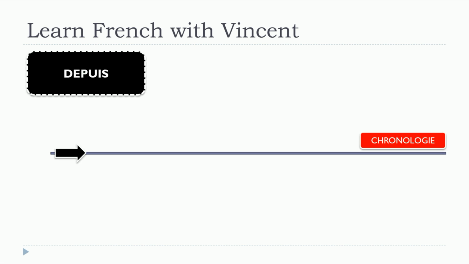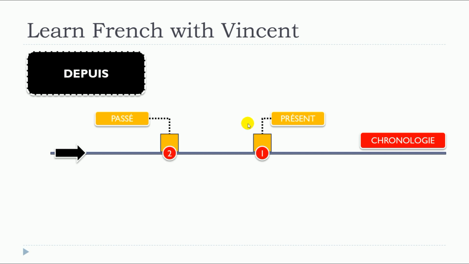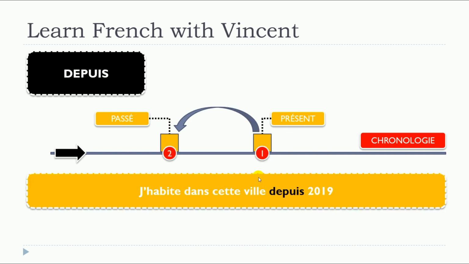So let's put a timeline here. So the time is going in that direction. And then there is a first event that is in fact connected to the present. And the second one will be connected to the past. So you have the past here and you have the present here. So let's look at the sentence now.